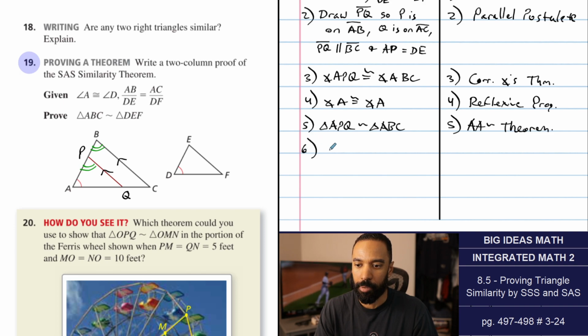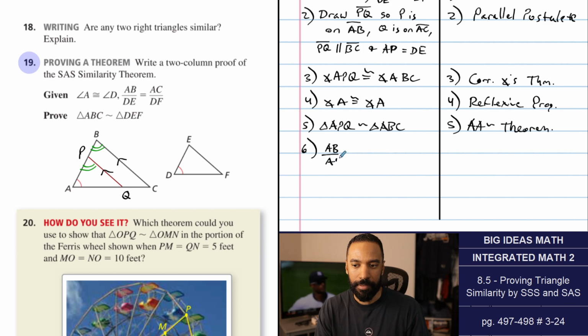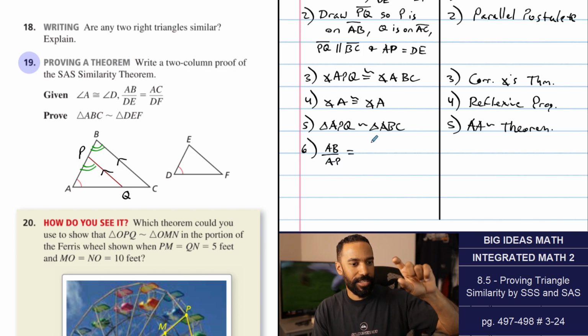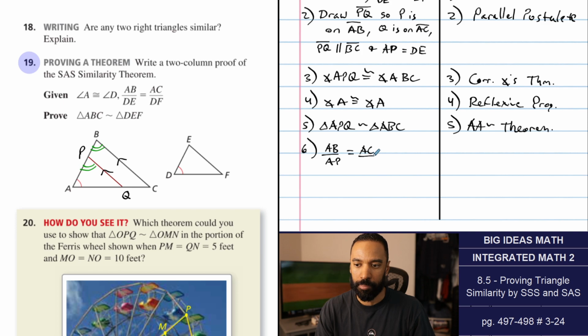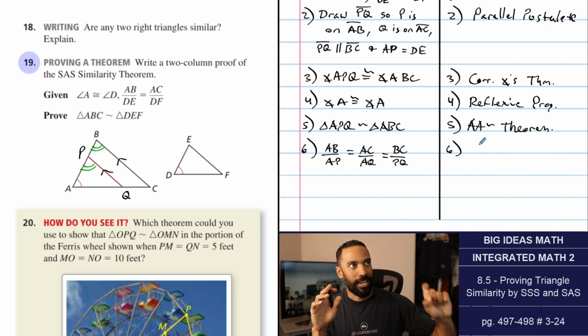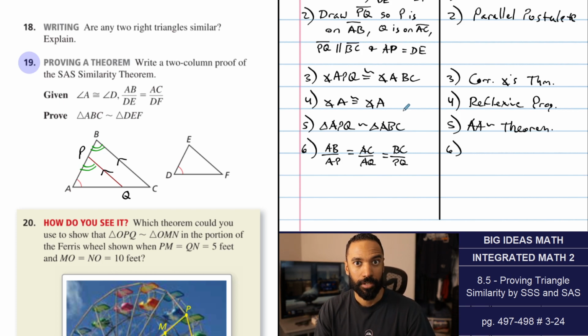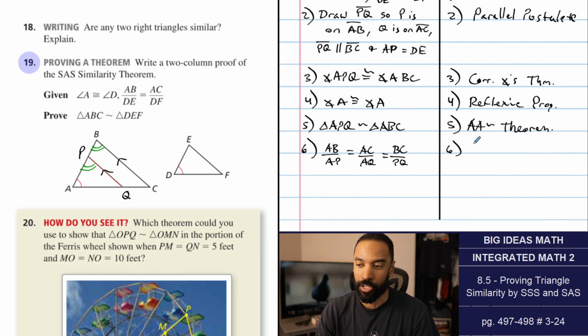So which ones would be in proportion with each other? We have AB over AP, AC over AQ, going big to small, and then alphabetically, BC over PQ. Corresponding angles of similar triangles are congruent. Corresponding sides of similar triangles are proportional, or any figures, right? So corresponding sides of similar triangles are proportional.